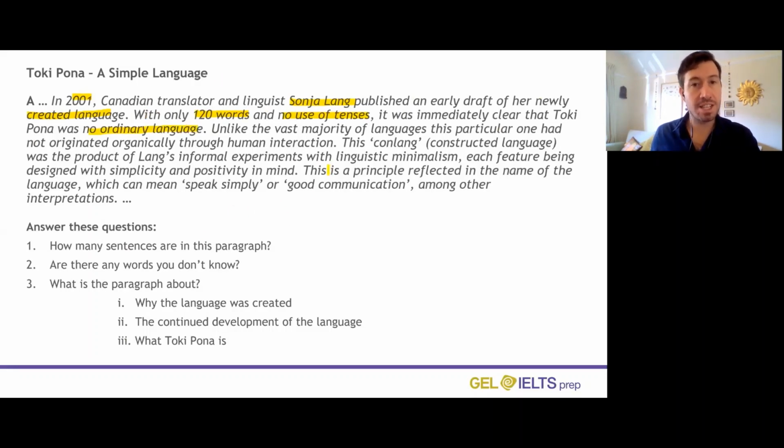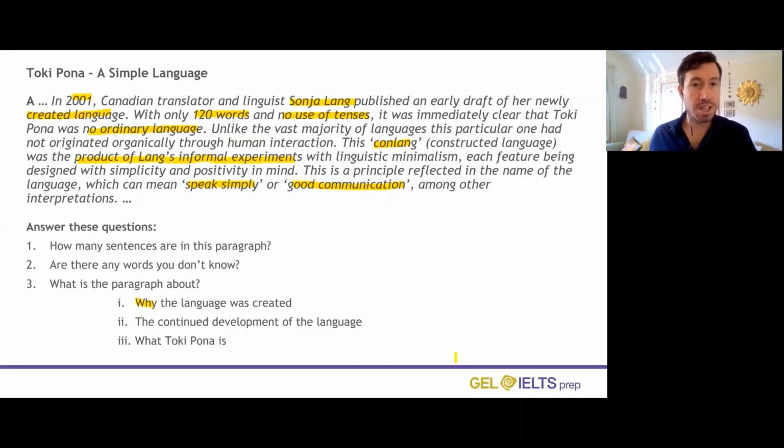Then in the last sentence, it says this is a principle reflected in the name of the language. The language means speak simply or good communication, among other interpretations. And we can skim the middle and you can just see stuff like it's a con language, a constructed language, and it was a product of Lang's informal experiments. So just by looking at those things, we can see, does it talk about why the language was created?